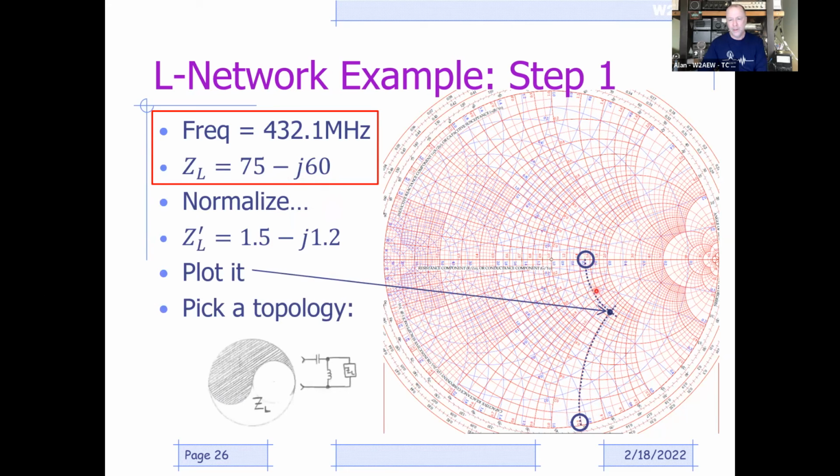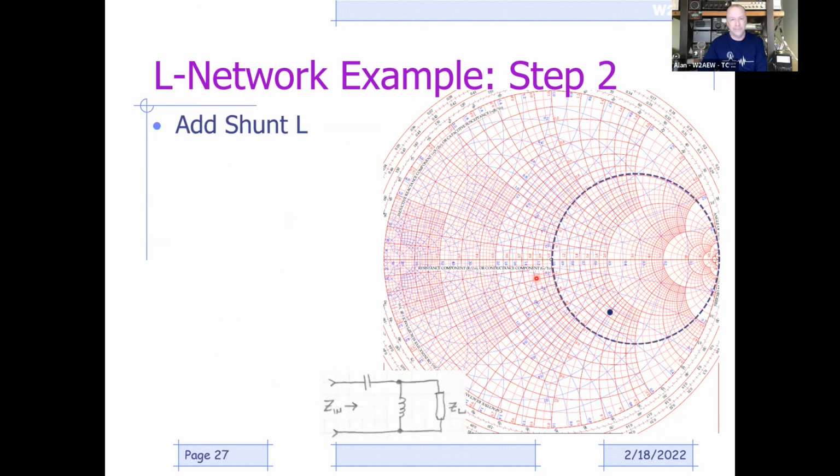So I'll look at my yin yang and say, okay, I'm going to use this topology. Going from my load, I'm going to start with a shunt inductor and then a series capacitor. So let's go to the next step. I'll first highlight my R equal 1 circle. Now I'm adding a shunt inductor, so that means I'm going along my constant conductance circles, like this blue line right here.